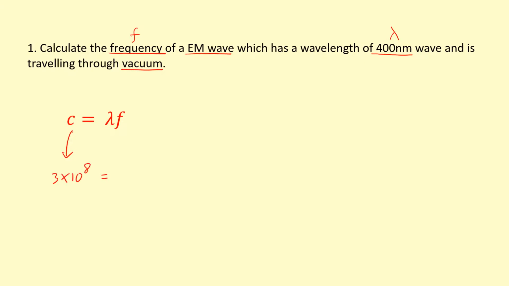And the wavelength here is 400 nanometers, so I'm going to turn that into meters, so nano is 10 to the minus 9, okay, times f, which I don't know, and if I rearrange this, I get 3 × 10⁸ divided by 400 times 10 to the minus 9, that gives me 7.5 × 10¹⁴ hertz as a frequency.